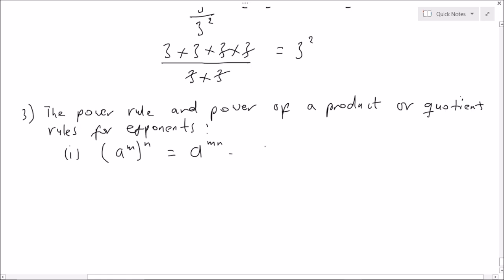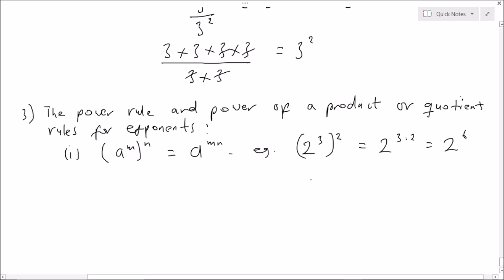For instance, for example, 2 raised to power 3, all raised to exponent 2, gives us 2 raised to power 3 times 2, which gives us 2 raised to power 6.